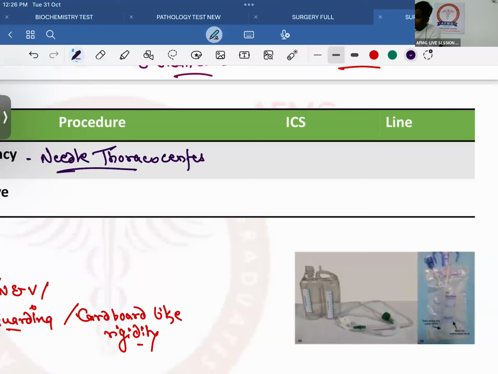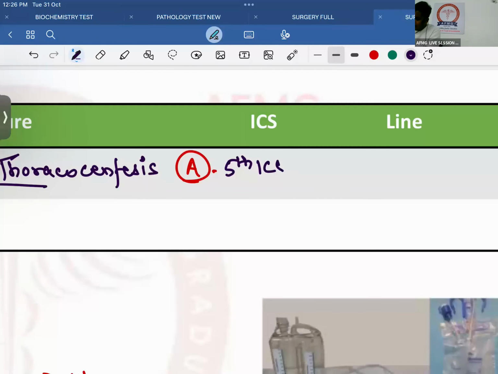If I talk about an adult, it is the fifth intercostal space. Those who are new, this is a basic difference. Remember that the ATLS protocol clearly says fifth intercostal space, just anterior to the mid axillary line. On the other hand, Harrison's recent edition says second intercostal space, still on the mid clavicular line.